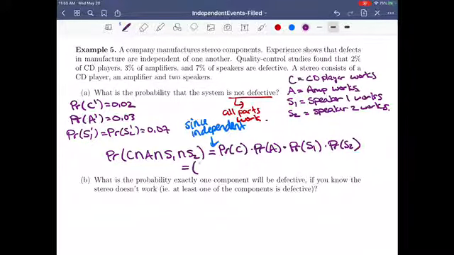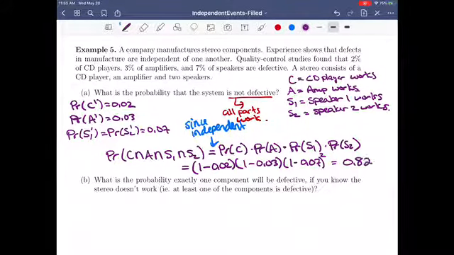Now to compute each of these, I'm just going to do 1 minus their chance of defecting. So it's going to be 1 minus 0.02, 1 minus 0.03, times 1 minus 0.07 squared, because there's 2 of them. If you compute that, you get 0.822. So there's an 82.2% chance that your stereo will work. All the parts will work.